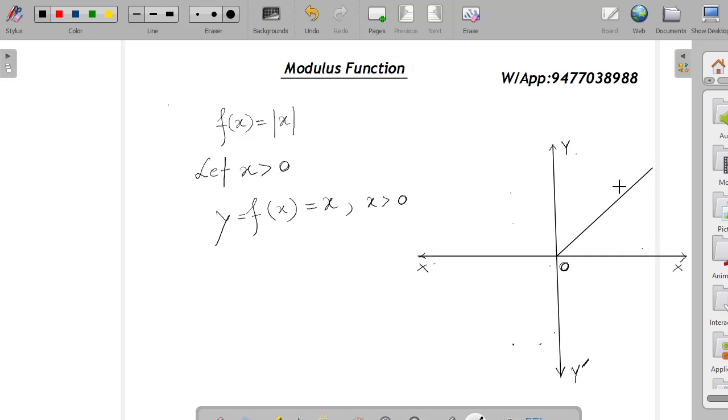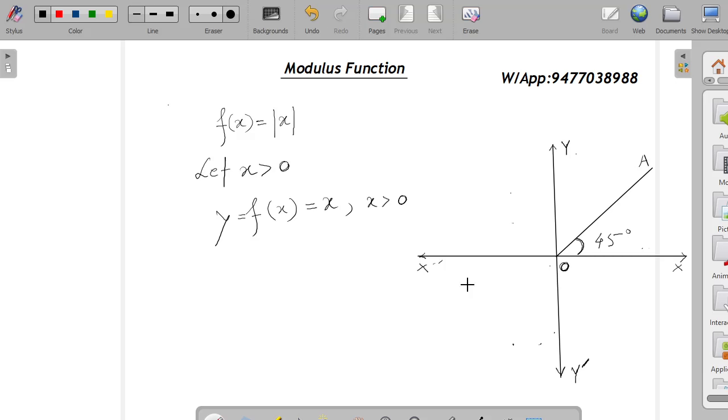Let this line be OA, and it makes an angle of 45 degrees with X prime OX, with the positive direction of the x-axis. Now as this graph is an even function, we shall take the mirror image of this part about the y-axis.